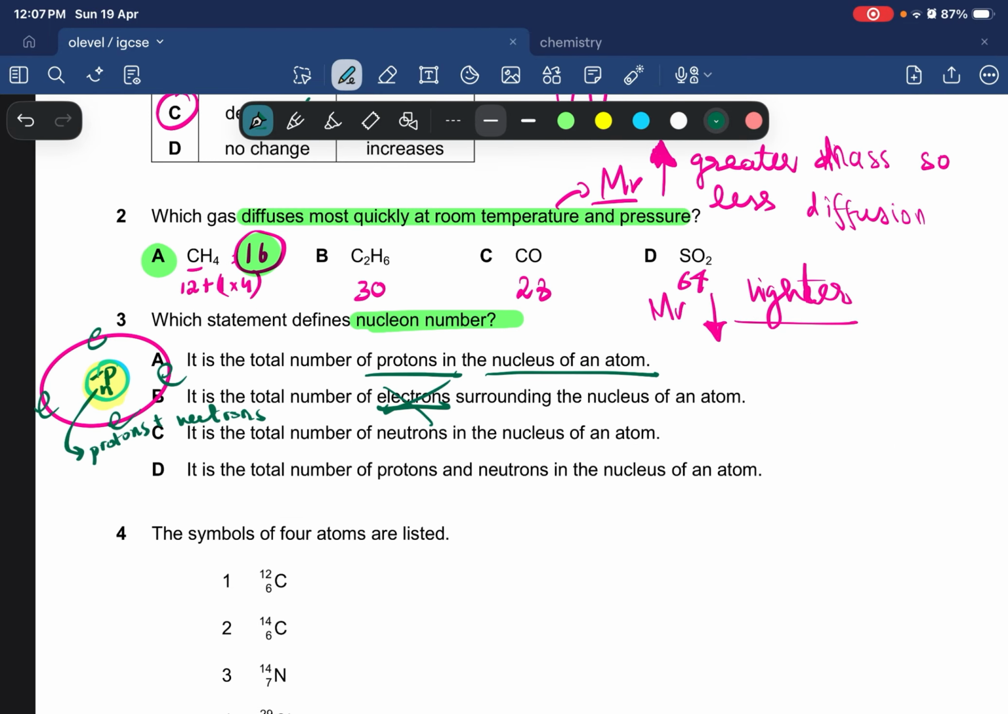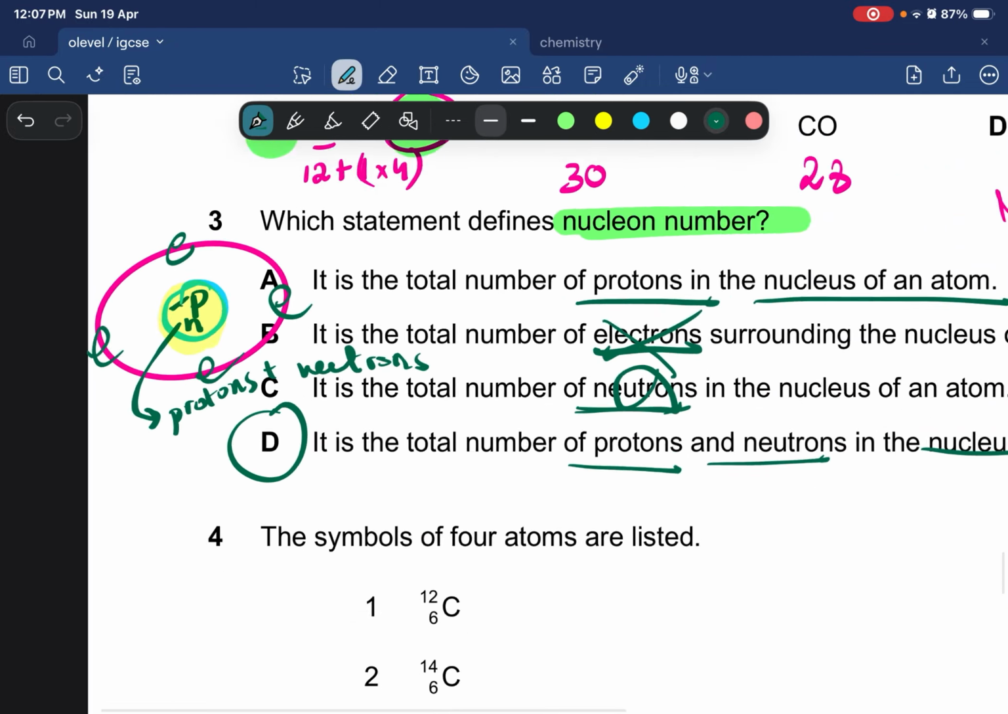What is the total number of neutrons in the nucleus of an atom? No, not only neutrons. It is the total number of protons plus neutrons. It is the total number of protons and neutrons in the nucleus of an atom. Yes. Everything inside the nucleus has to be included.